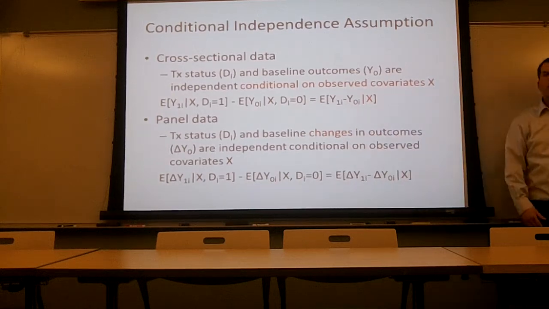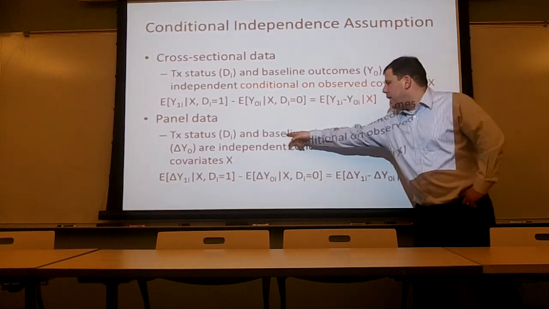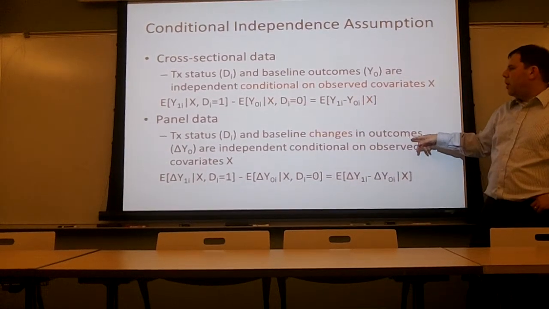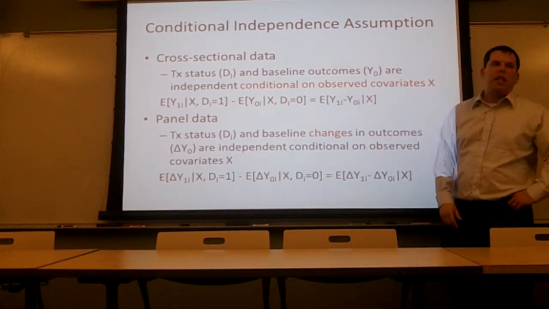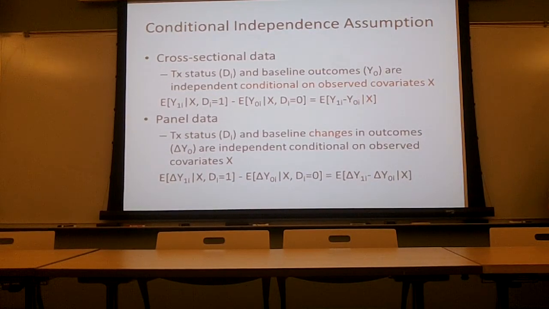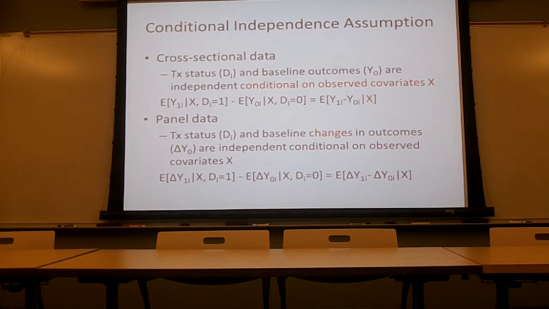In panel data, now we're simply changing that. This should actually be: changes in baseline outcomes are independent, conditional on observed covariates. So now I just added a delta to represent the change, the simple arithmetic difference of the two. And we're saying, where we had levels before, we're now looking at changes. So all the things that don't change over time, by construction, shouldn't be affecting the change in your outcome.